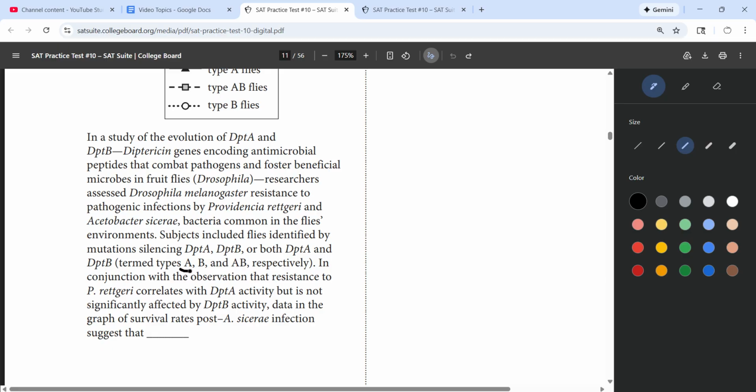What does type A have? Does it have gene A? No. It has gene A off, so it has gene B on, right? Jeremy, how do you know it has gene B on? What if it has both off? Well, which type has both off? Well, that's type AB. So type A is not the same as type AB. Type AB has both of them off. Type A has gene B only, and type B has gene A only, right?